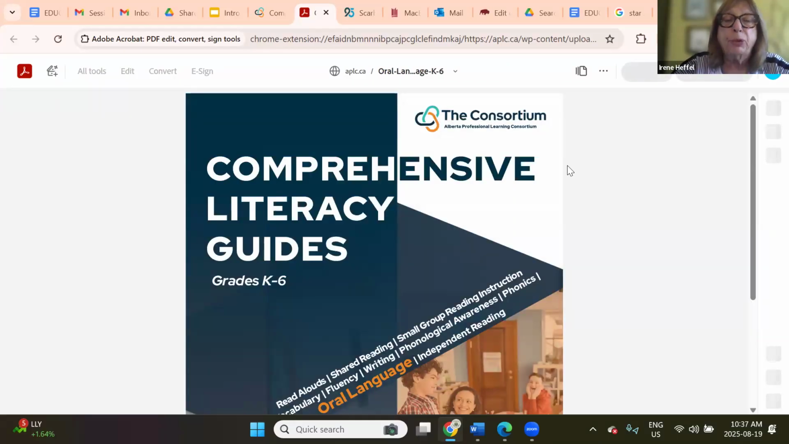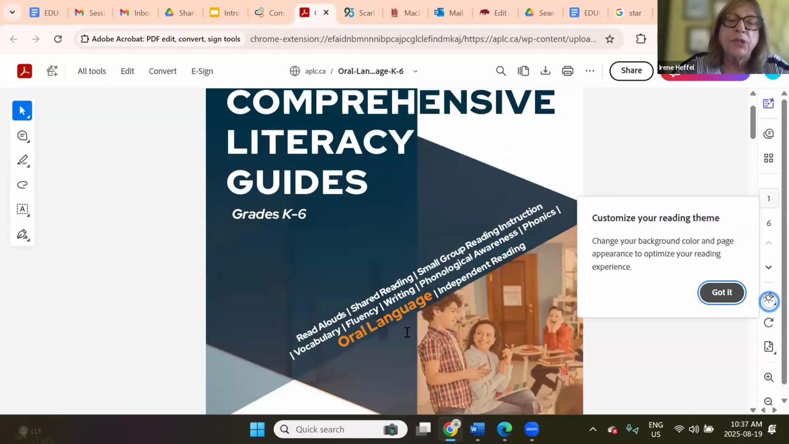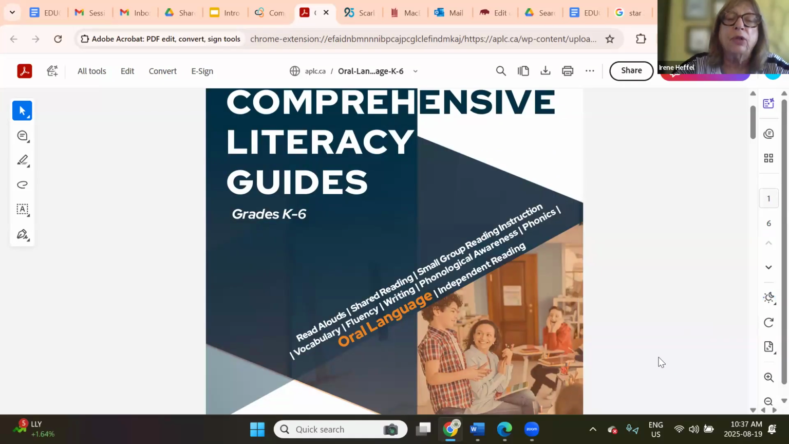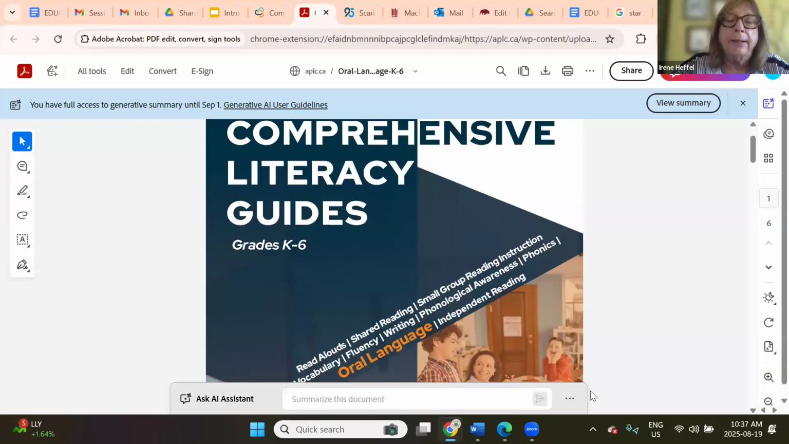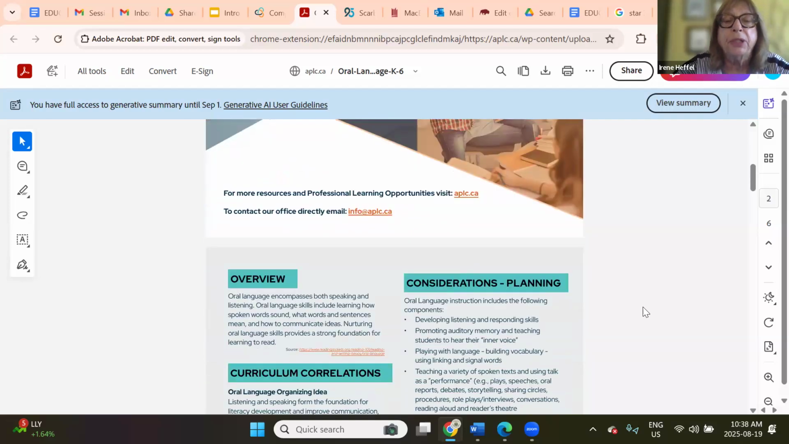Here's the cover, and it's important. This is oral language. And if you look at the bottom, you'll see the components, but you'll see oral language in a different color. So that's where you will find out the guide that you're looking for. So that's an important piece.